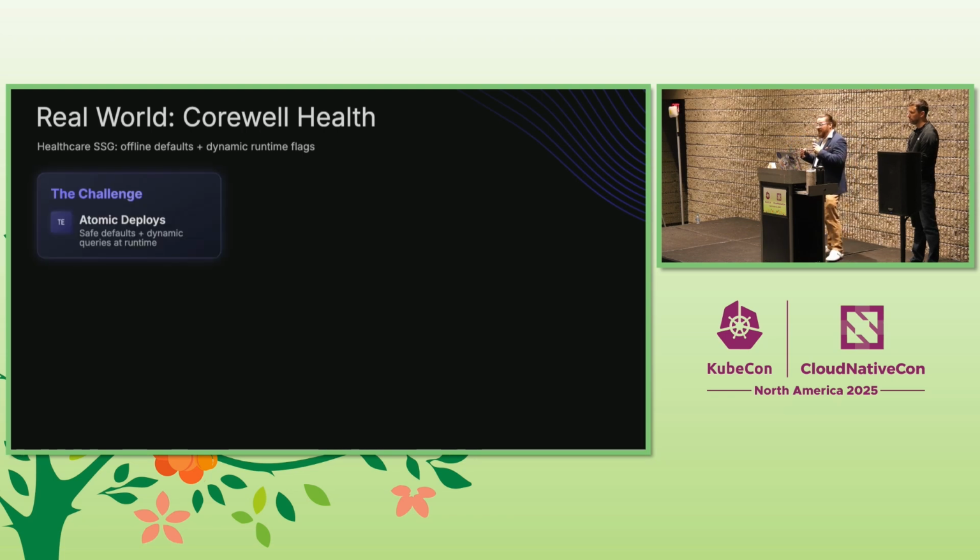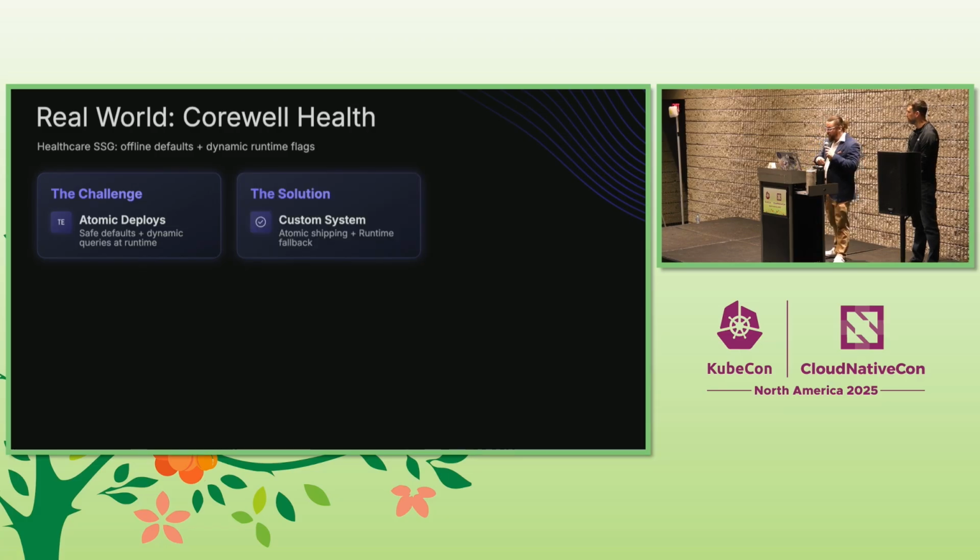So the challenge was we needed atomic deploys, and we needed safe defaults, and we still needed to support the dynamic runtime queries. The solution was we built a custom system that allowed us to pull down the flag state at build time. So it's a reflection of the flags at that time, and then statically generate the site using those states. And then at runtime after deployment, we would re-query for the flag state. So that allowed us to eliminate load times, have immediate paints, and then still flip the flags at runtime.